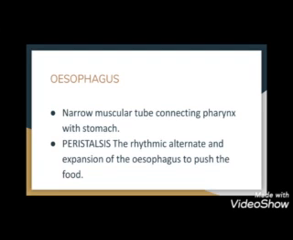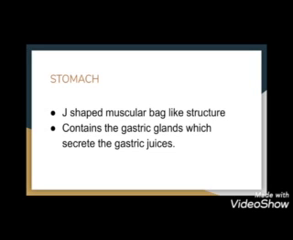Now, what is the next part? Definitely it is the stomach. So what is the stomach? Shape of the stomach? J-shaped muscular bag-like structure. The important thing that is present inside the wall of the stomach is called the gastric glands. These gastric glands secrete the gastric juice.